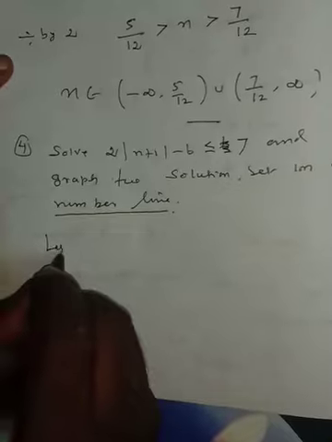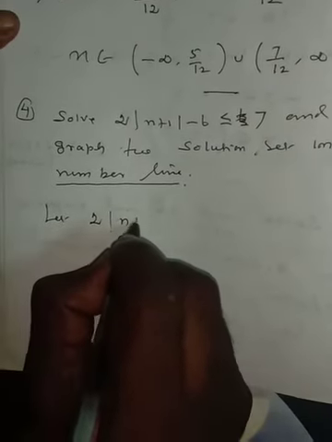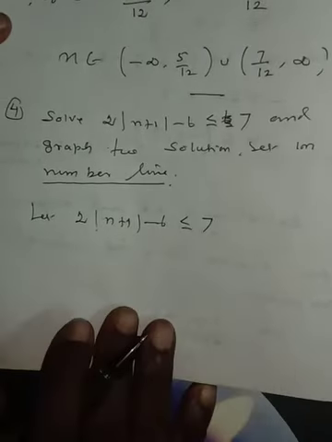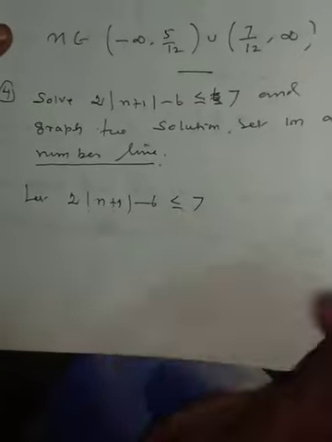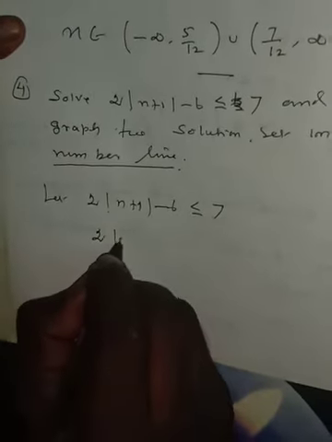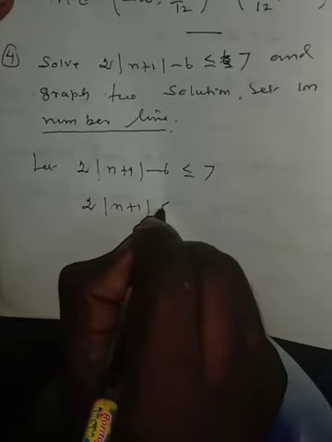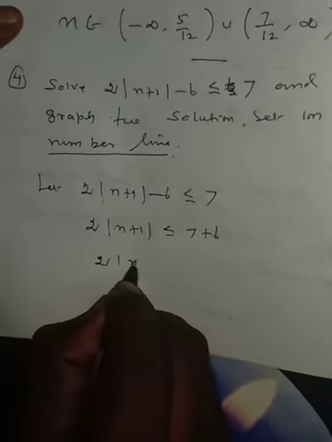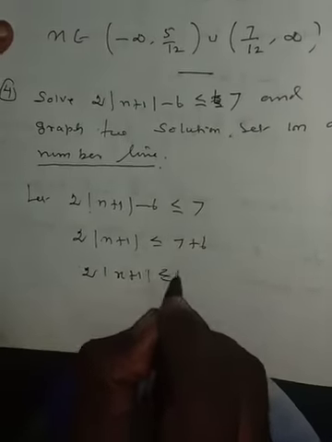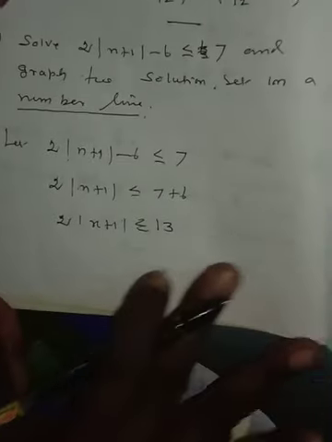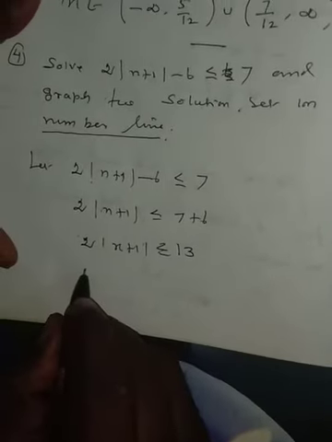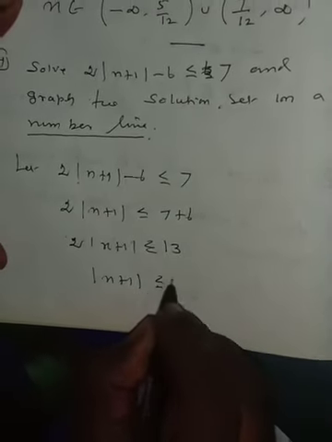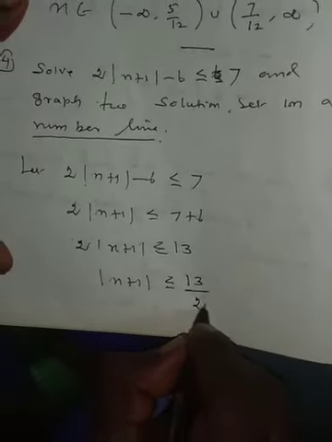Let 2 into modulus of x plus 1 minus 6 be less than or equal to 7. Now this minus 6 goes to the right-hand side. We have 2 into modulus of x plus 1 less than or equal to 7 plus 6. So 2 into modulus of x plus 1 less than or equal to 13. Divide by 2 on both sides. We have modulus of x plus 1 less than or equal to 13 by 2.